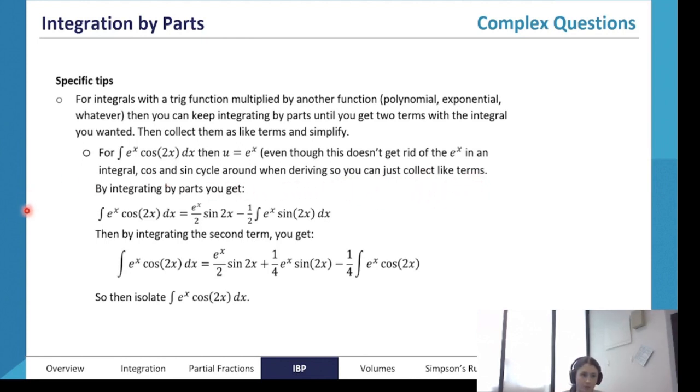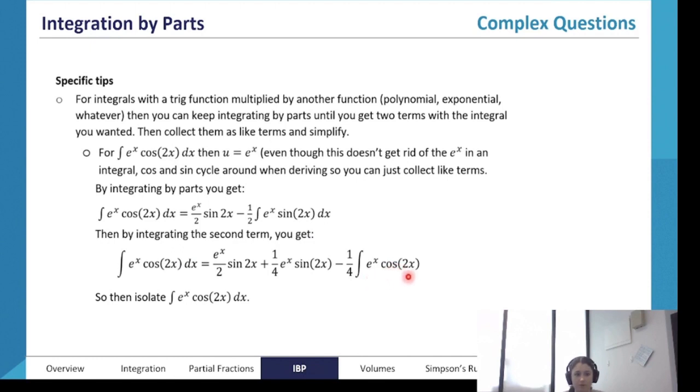So, applying this down here, the integral of e to the x cos 2x, what we have up here, if we let u equal e to the x, we are going to have u, which is e to the x, multiplied by v, take u dash v, and then by integrating this second term here, we're going to have a product of e to the x and cos 2x again.